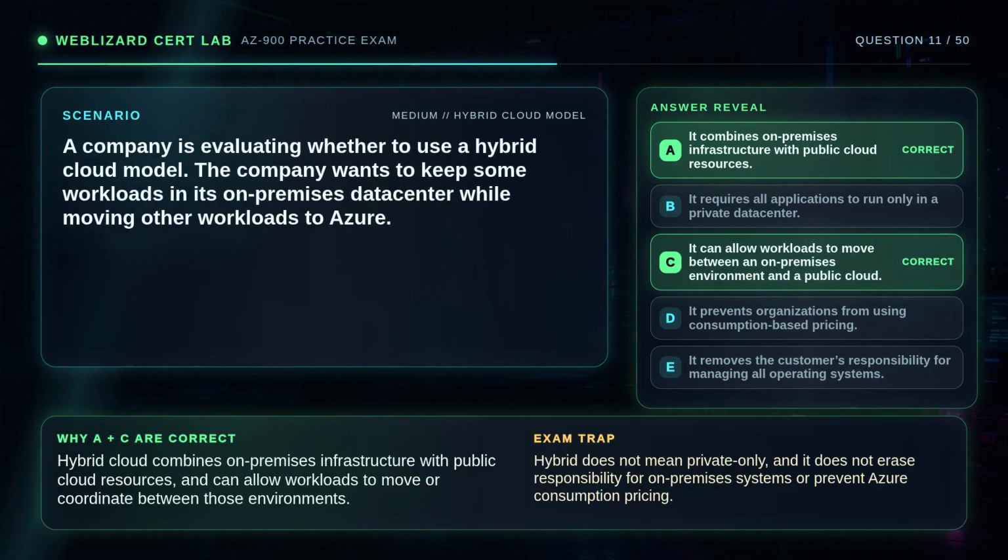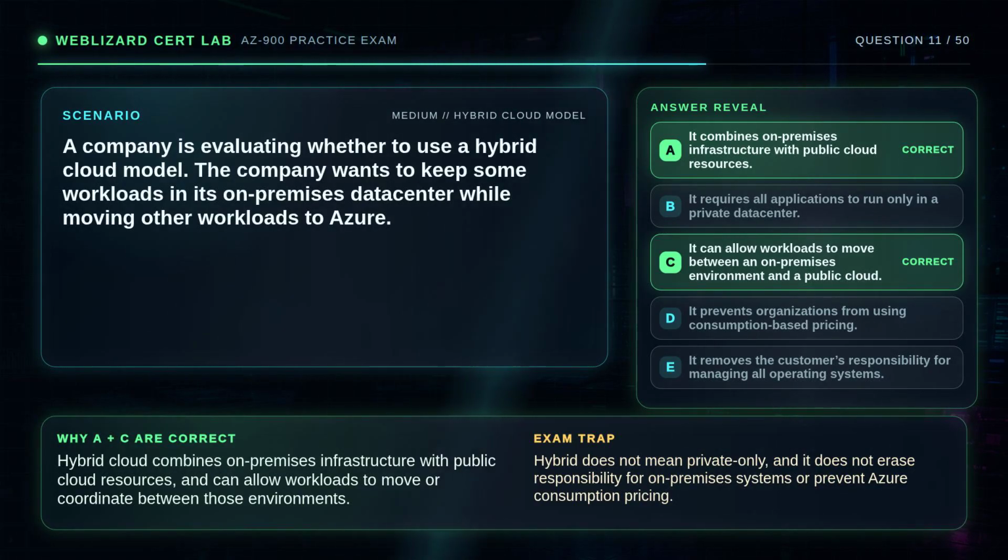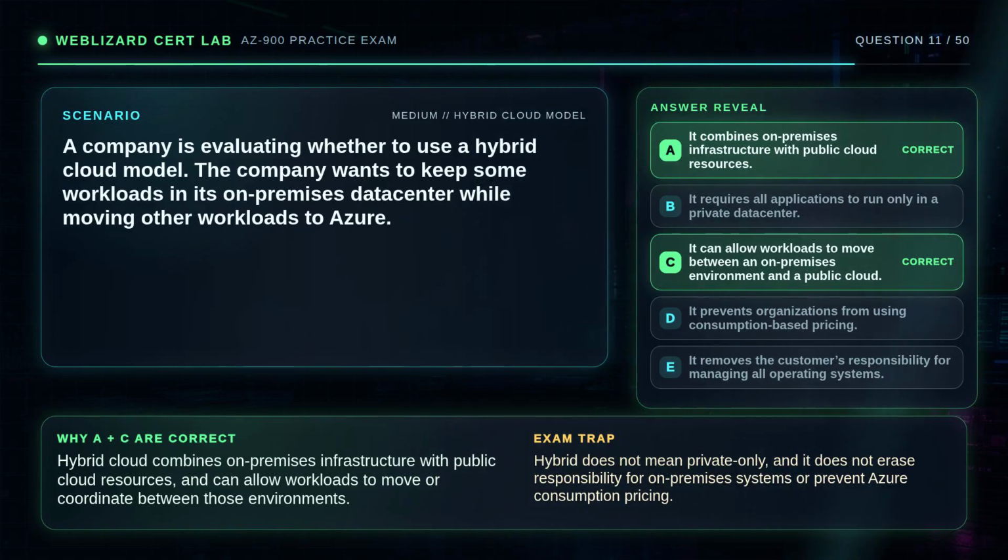A hybrid cloud combines on-premises infrastructure with public cloud resources. It can also support moving or coordinating workloads between an on-premises environment and a public cloud such as Azure. B is too restrictive because hybrid does not mean everything stays private. D is wrong because Azure workloads can still use consumption-based pricing. E is wrong because responsibility depends on the service model, and on-premises operating systems remain customer-managed. The exam clue is keep some workloads on-premises while moving others to Azure.